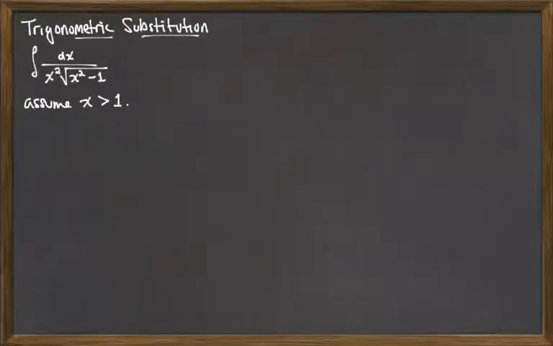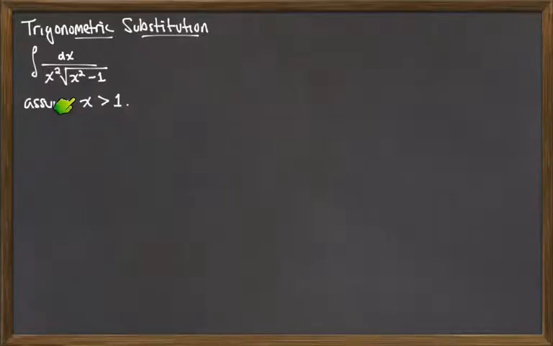In this video, we'll use a trigonometric substitution to evaluate the indefinite integral of 1 over x squared times the square root of x squared minus 1. We'll assume that our variable is being integrated over some interval where x is bigger than 1.